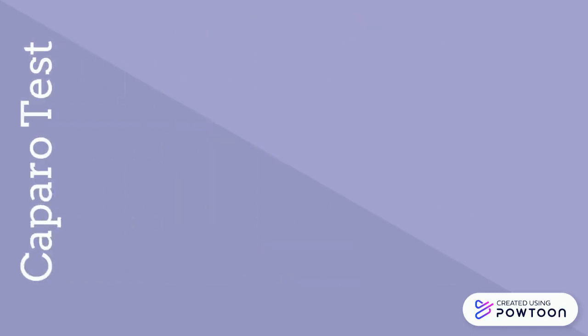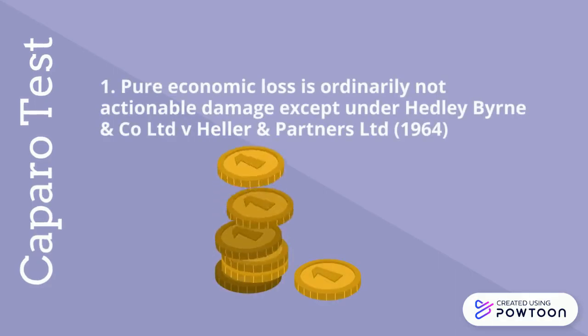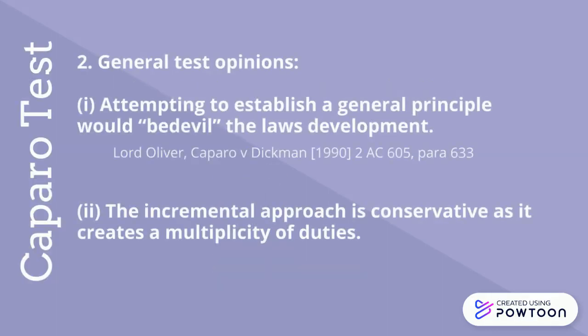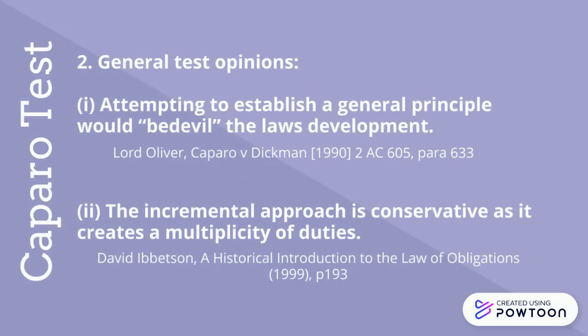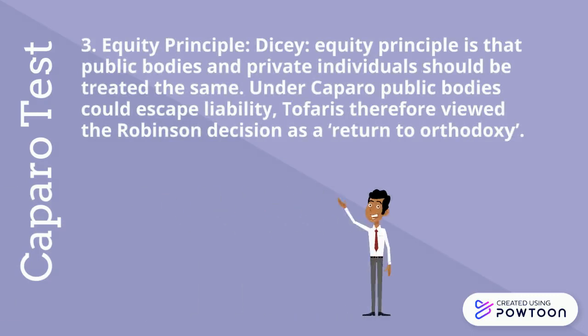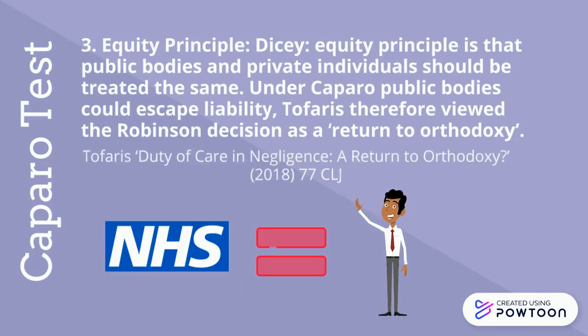The Caparo case was controversial for a number of reasons. First, it expanded the scope of damage to pure economic loss. Secondly, it attempted to establish a general test for duty of care, and thirdly, it was in contravention of the equity principle. One way to determine if the court was right is to compare the advantages and disadvantages of a general test, and then do the same thing for the incremental approach.